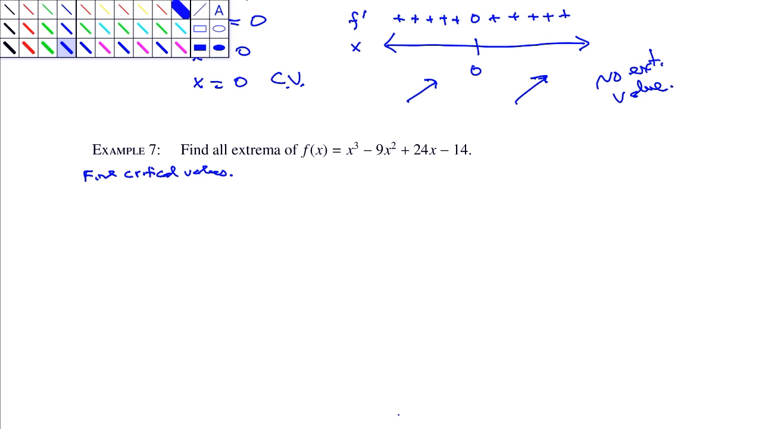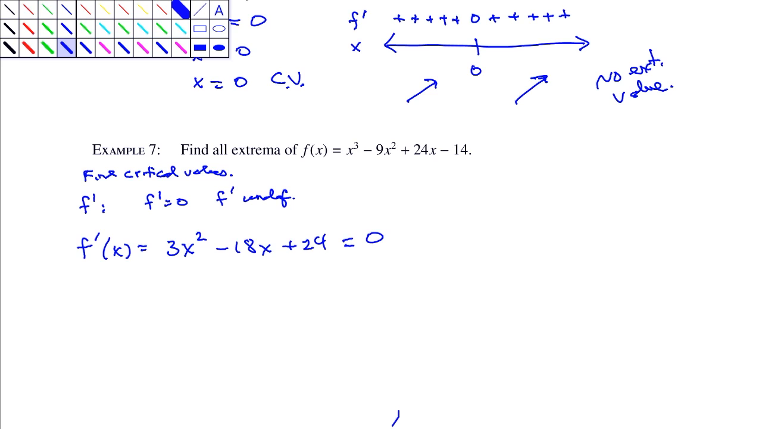In order to find the critical values, we need to find f prime, and then we will find where f prime is equal to 0 or f prime is undefined. All right. f prime of x is equal to 3x squared minus 18x plus 24. That's a polynomial, so it will never be undefined. Set it equal to 0. Factor out a 3. So we get x squared minus 6x plus 8.